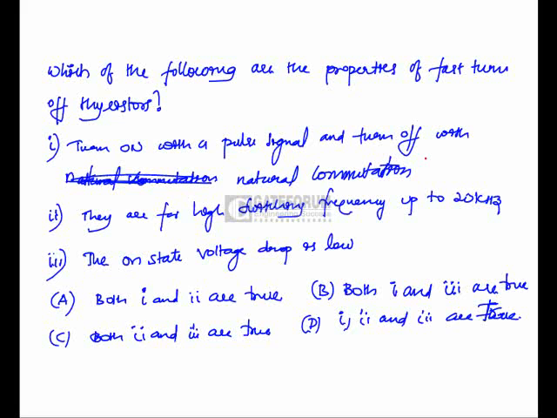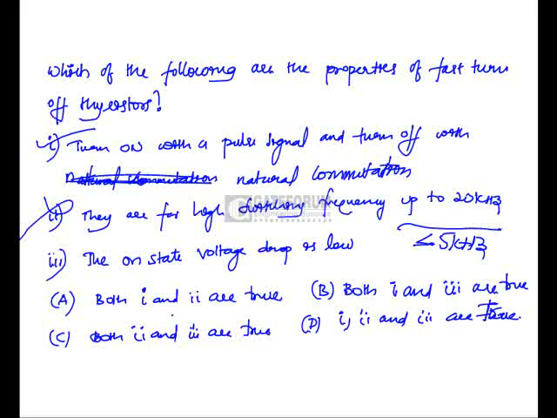Now the properties of fast turn-off thyristors. He has given three. The first one is turn on with a pulse signal and turn off with natural commutation. Absolutely right, this is valid for the SCR family. Now the second is that they are for high switching frequencies up to 20 kilohertz. Fast turn-off thyristors cannot be applied for high switching frequencies; they only work at frequencies less than or equal to 5 kilohertz. So number 2 is wrong.